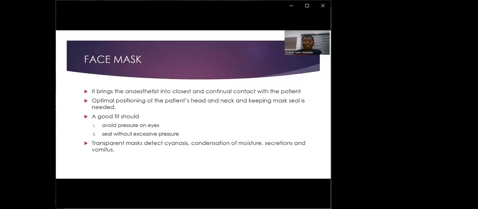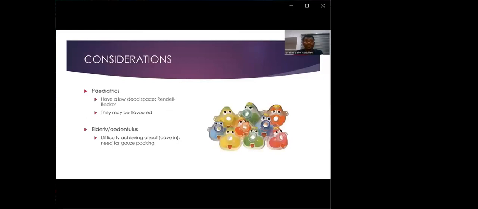So we should, as much as possible, avoid using excessive pressure with the face mask on the patient's face. The use of transparent masks helps to detect cyanosis, condensation of moisture, secretions, and vomitus. This will allow the provider to suction in case of secretions or vomitus. And where cyanosis is detected, it means the gases are not being delivered because of obstruction, and that will alert the provider to act on time.